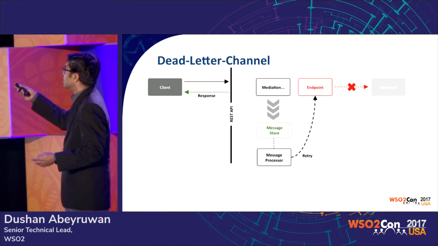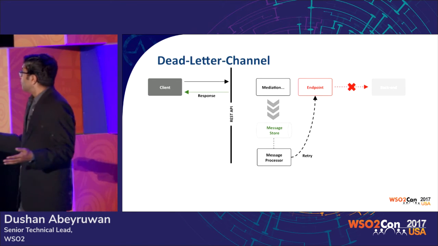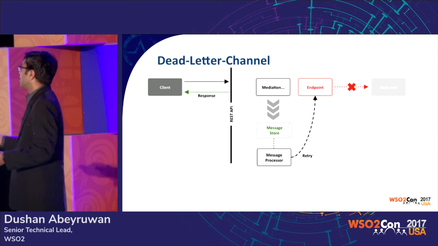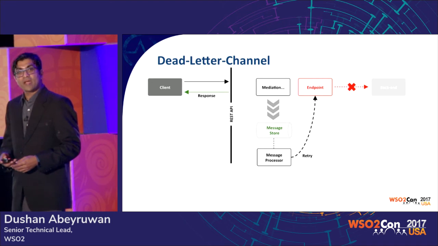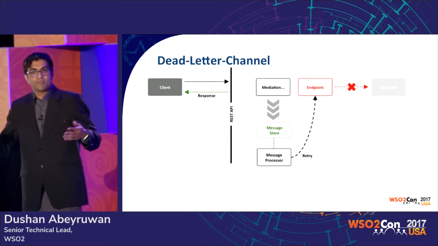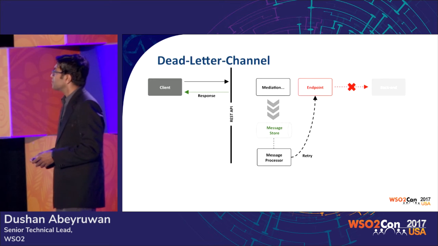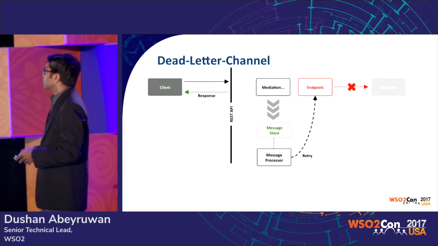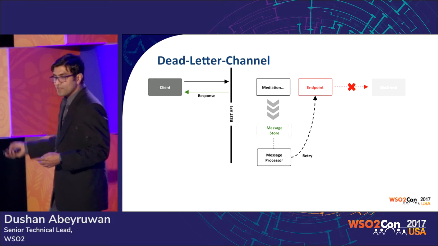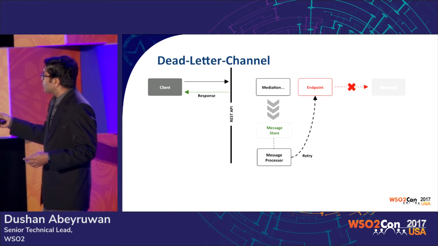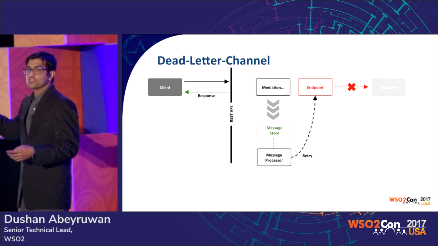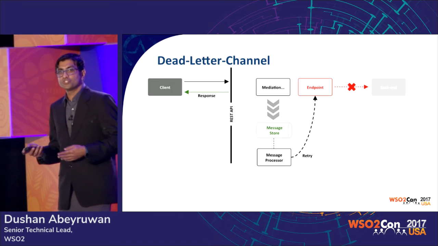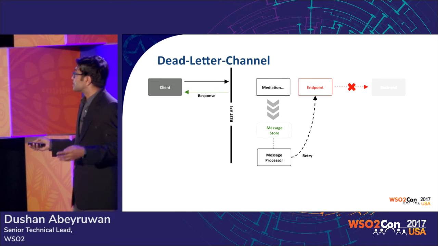For instance, let's take one of the patterns that we have always seen. Let's say you have a critical message that you want to deliver to the backend somehow, but you are not sure whether the backend is available or not. What happens in that situation? What you can do is implement a dead letter channel pattern. When the message comes, you first store the message in the message store, and then you forward the message to the backend whenever it is available. So this is one of the patterns that you could use to implement your integration scenario.